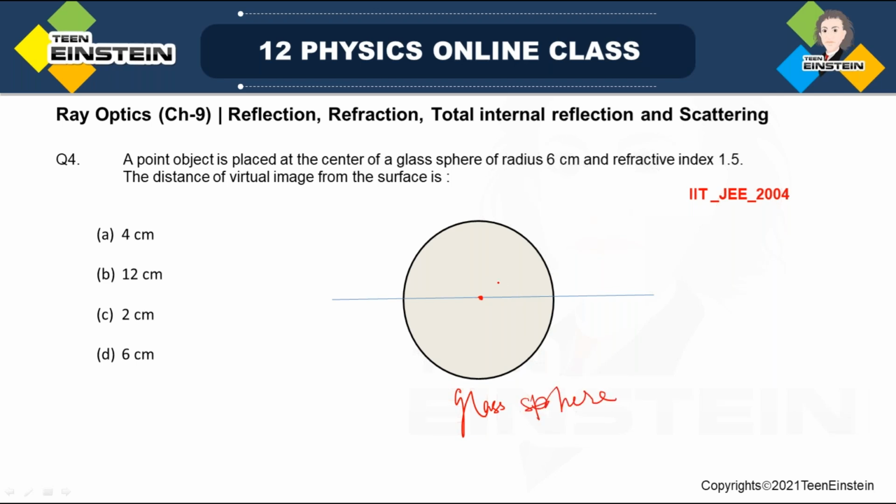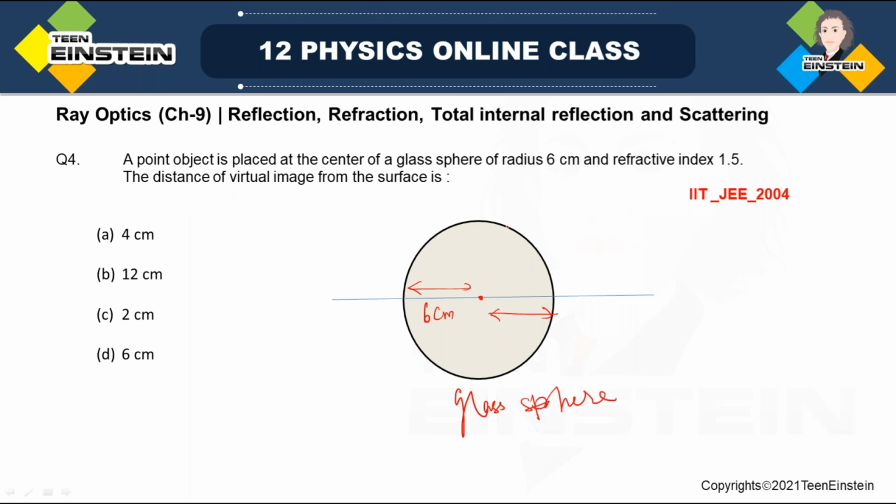Glass sphere. It has radius, see, radius is 6 centimeter. This from here to here, and also from here to here. This is the radius of curvature. Now the distance of the virtual image.